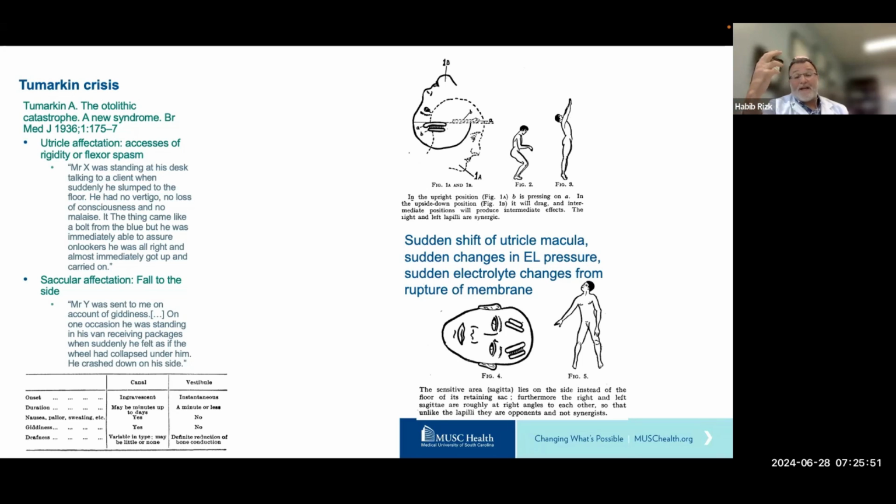And the drop attack is usually related to a sudden shift of the utricular macula or a pressure change within the utricle that can lead to a complete loss of tone in the truncal muscles that can lead to a fall if it happens at the level of the utricle, or to a lateral pulsion, like a sense of being shoved to the side, when it's in the saccule.